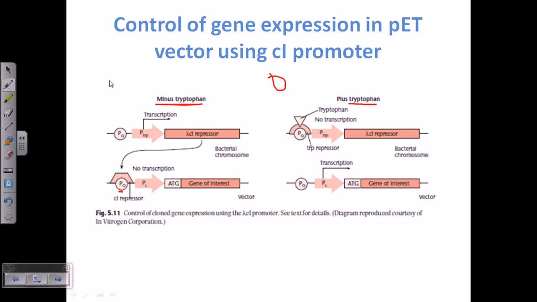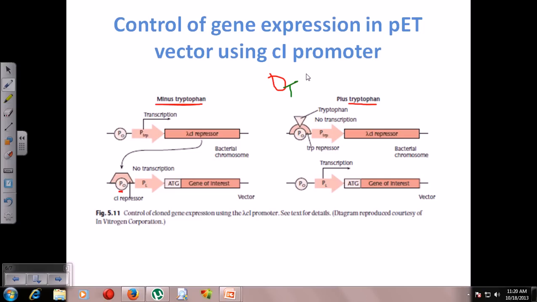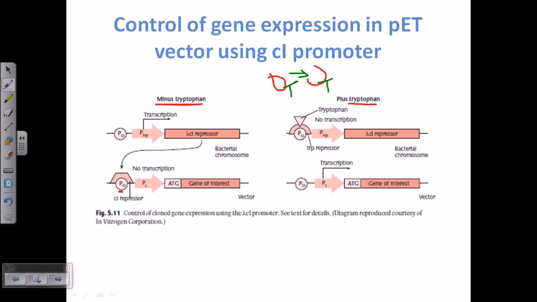But when you add tryptophan, say this red circular thing is a repressor which is in inactive form, but when we are adding this tryptophan, tryptophan is coming and added here. As a result of this tryptophan binding, this repressor becomes activated. So now it is in the active form, and it can come and bind to the promoter region here.